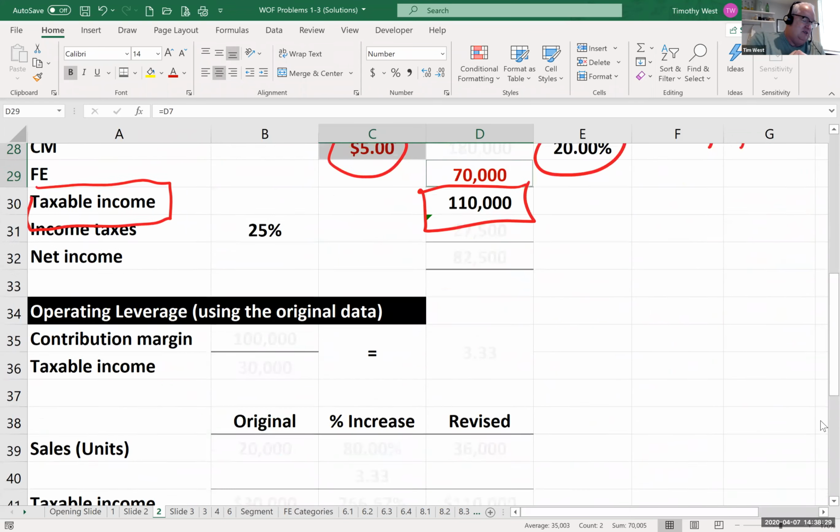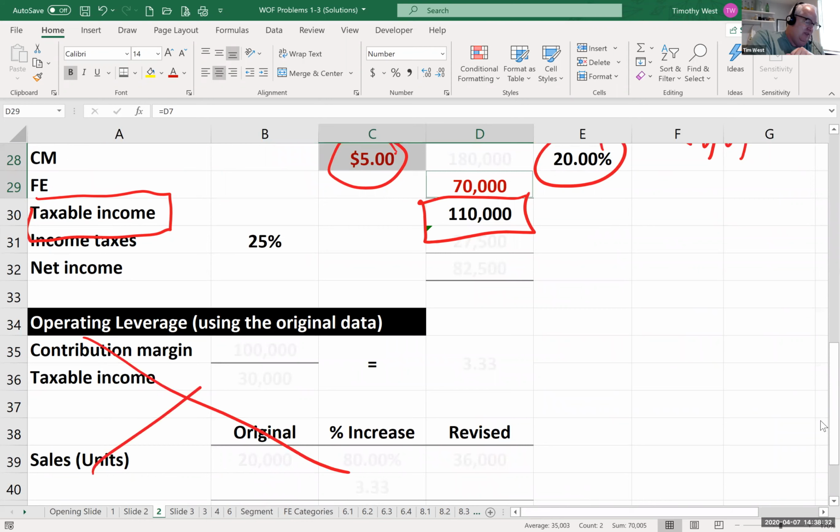If you had any questions about operating leverage, keep it to yourself. I'll be glad to talk to you if you really want to know more about operating leverage, but you probably have other things to do regardless of how bored you are.